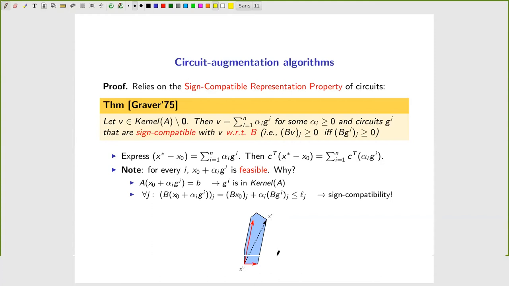Okay, do we have questions so far? I hope I'm giving some intuition on what is happening. I'm still not done yet. This is just to say that we can express this vector as the sum. Now we will see how this implies a weakly polynomial bound. But so far so good?